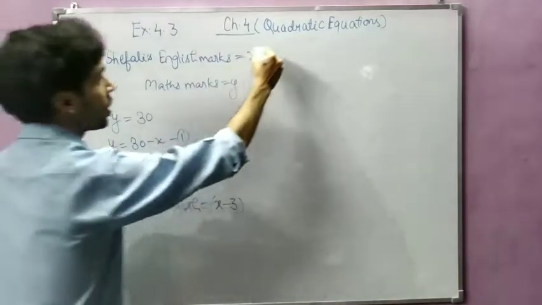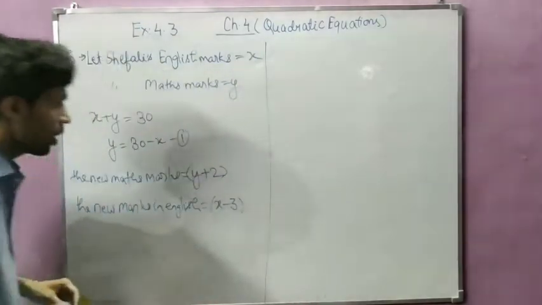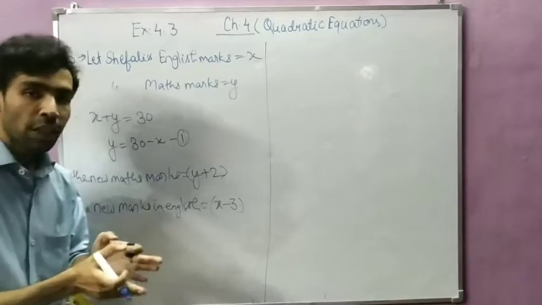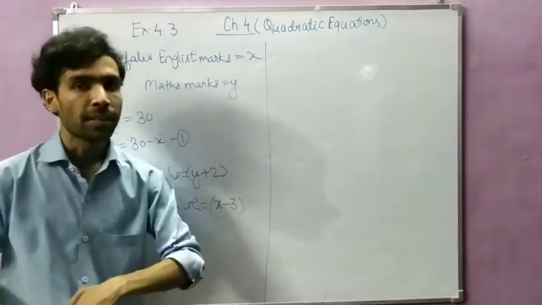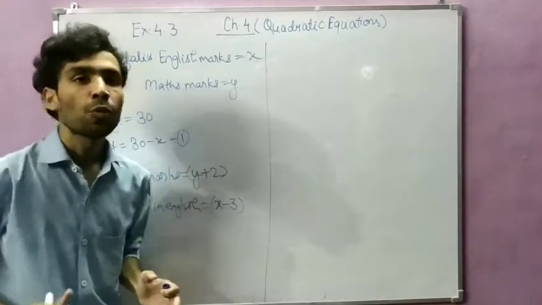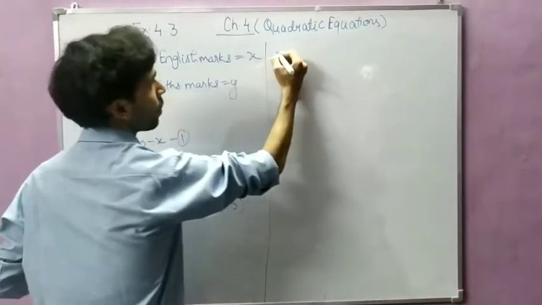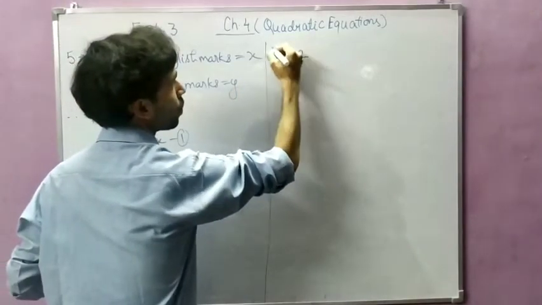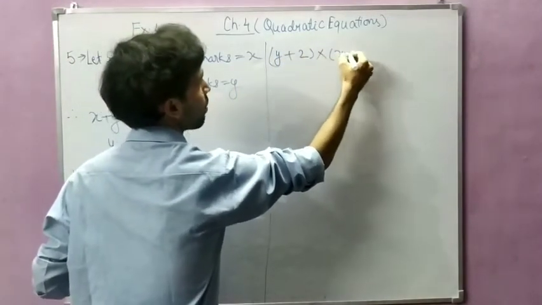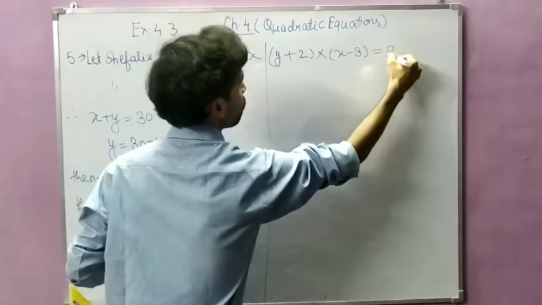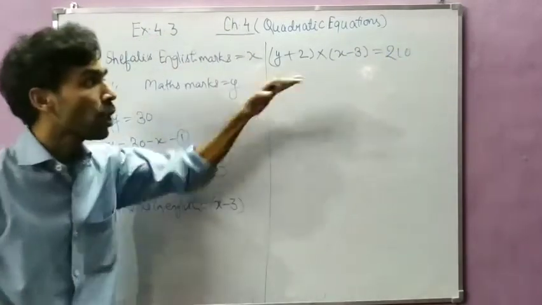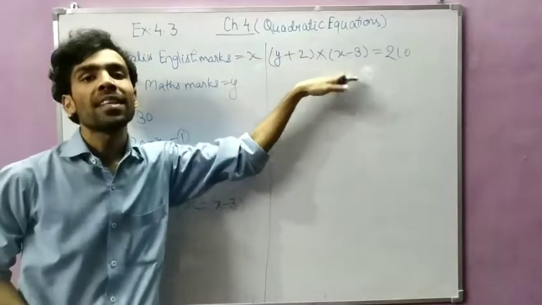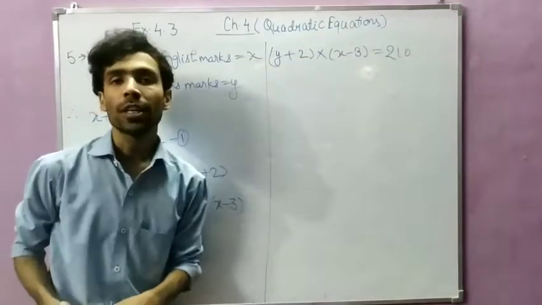So the question is saying that whatever the new marks of English and maths, their product is equal to 210. It means Y plus 2 into X minus 3 is equal to 210. The product of new marks of maths and English is equal to 210.